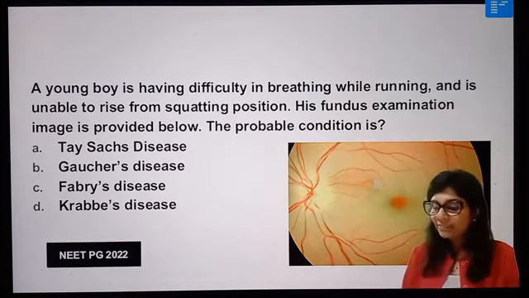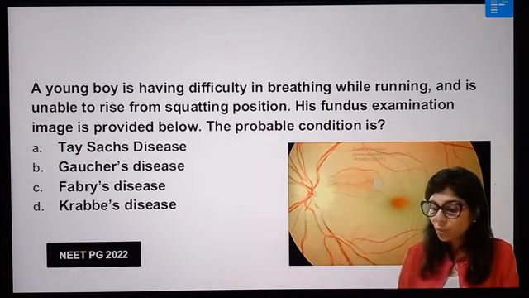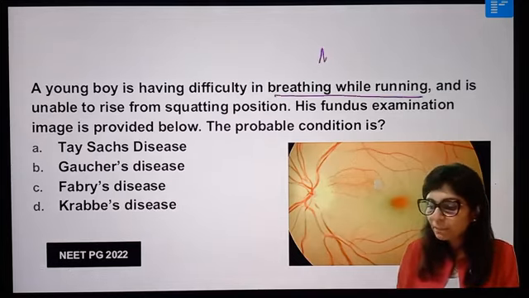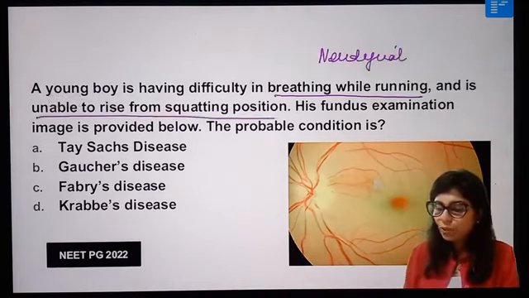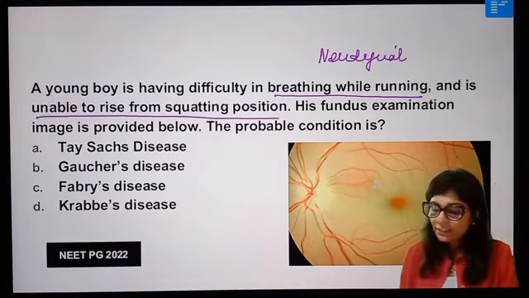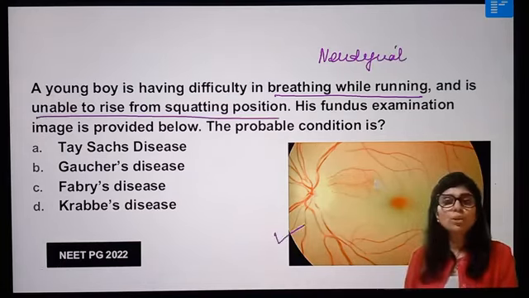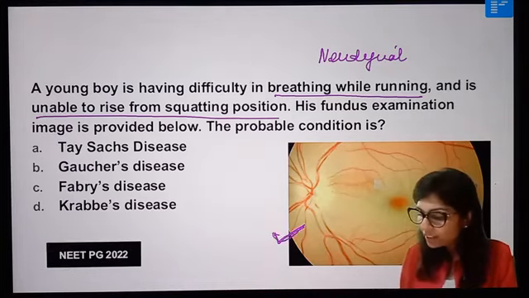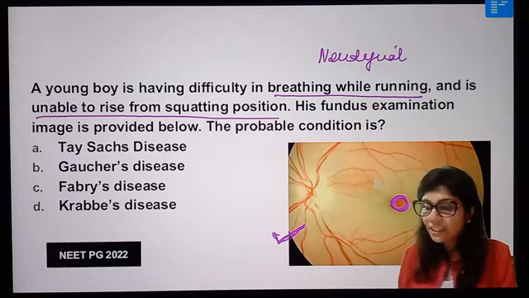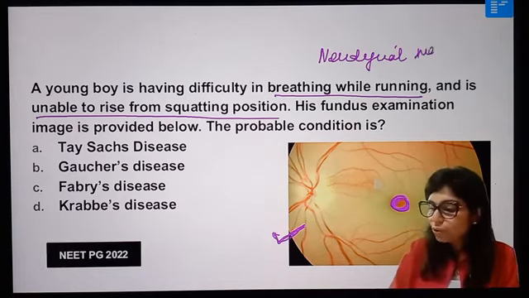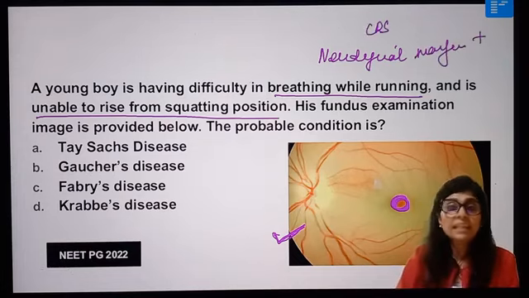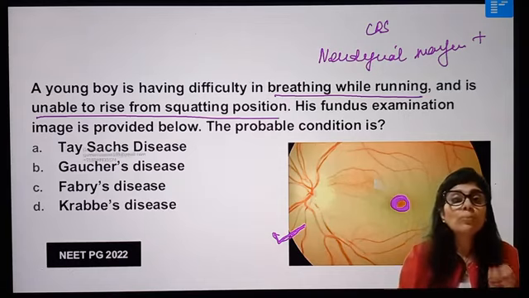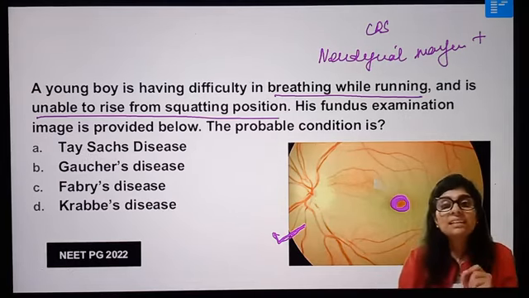A young boy is having difficulty in breathing while running, which means, very good all of you, that the person is presenting with neurological manifestations. And the person is unable to rise from the squatting position. His fundus examination image is provided below. What does the fundus examination reveal? It reveals a cherry red spot. So it's a case of neurological manifestations with cherry red spot without hepatomegaly. Have they given anything about organomegaly? No. So that is Tay-Sachs disease. Do you understand this? That's called Tay-Sachs disease.